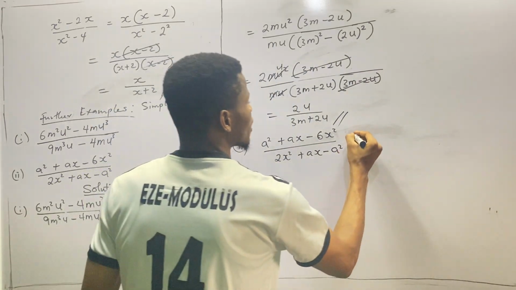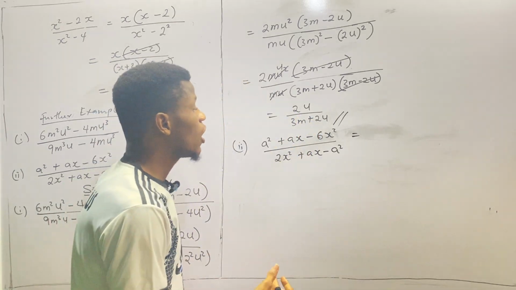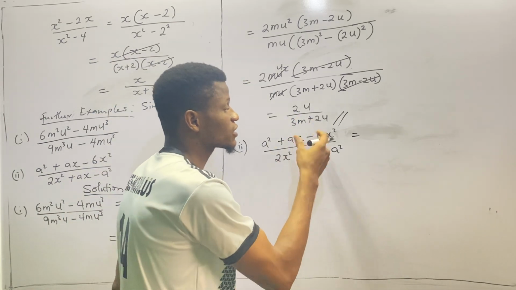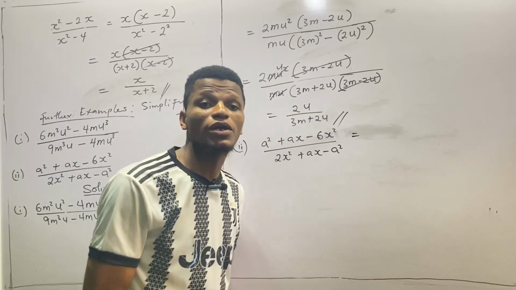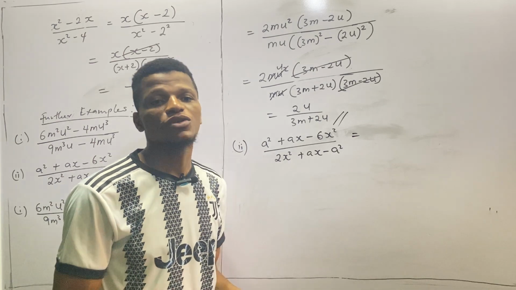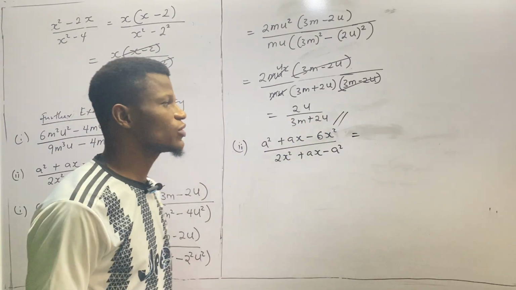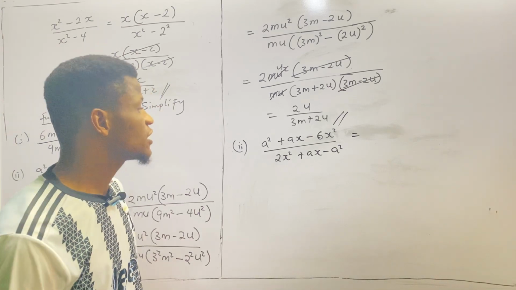Okay, let's get started. Of course, we cannot cancel anything here, because there is a plus and minus sign existing between the numerator and denominator terms. So we need to factorize so we can have a multiplication sign between the terms. So we factorize both the numerator and denominator. Can we do that? Of course. So let's factorize.